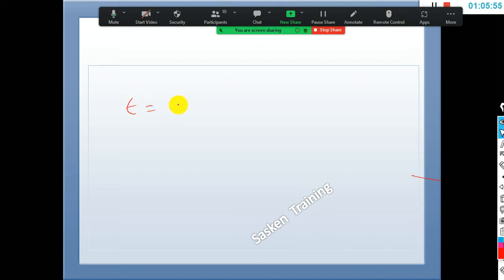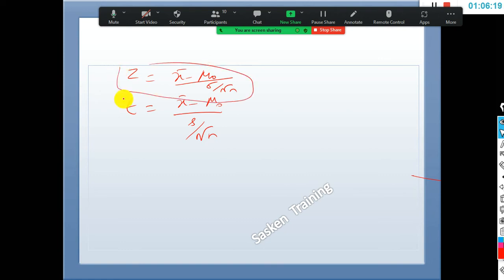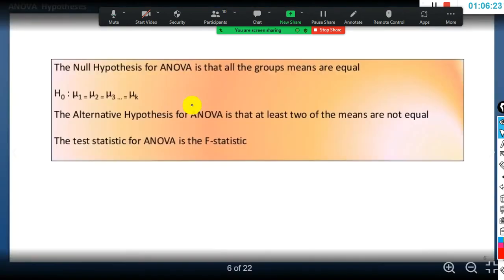So t statistic is equal to x bar minus the population mean, the hypothesized population mean, divided by small s divided by square root of n, right? And z test statistic value is x bar minus the hypothesized mean divided by sigma divided by square root of n. This is the z test statistic and t test statistic that we discussed.